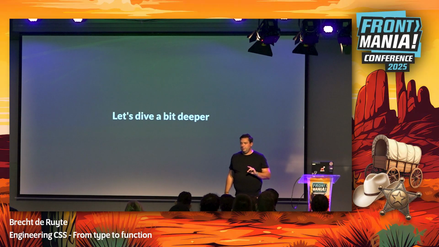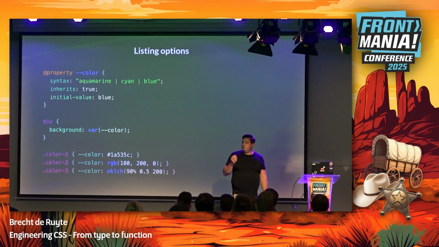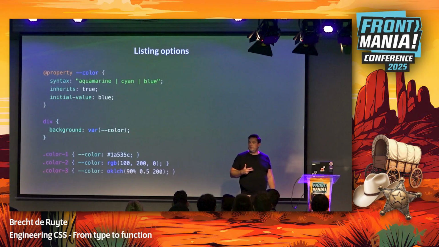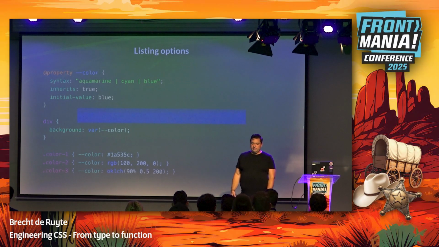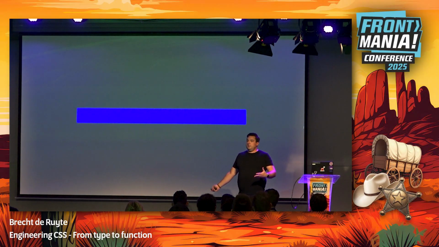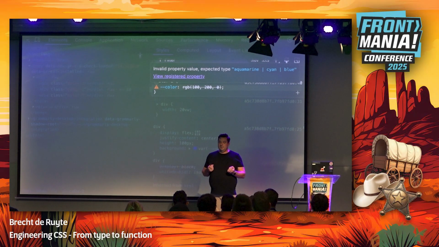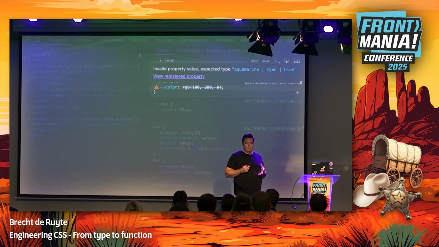Okay, let's dive a little bit deeper here. What if I want to give a set of colors? I can perfectly do this. Set the syntax to aquamarine or cyan or blue, so it has to be one of those 3 colors. The initial value here will have to be blue in this case, because otherwise it wouldn't add up. And then I actually have the same code as before. Those colors, none of them were aquamarine, cyan, or blue, so of course everything would turn blue. And once again, if I look inside of my dev tools, I can see that the expected type was aquamarine, cyan, or blue. Pretty handy feature.